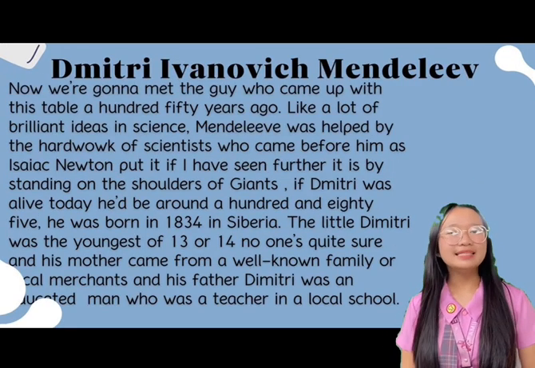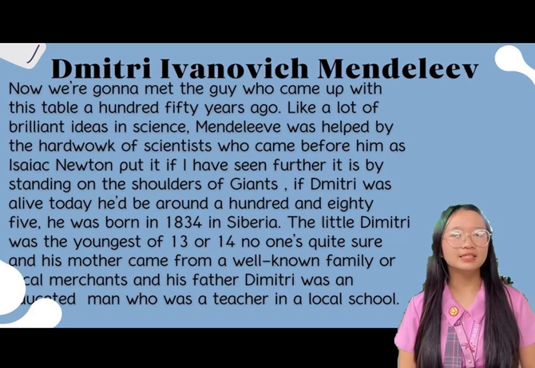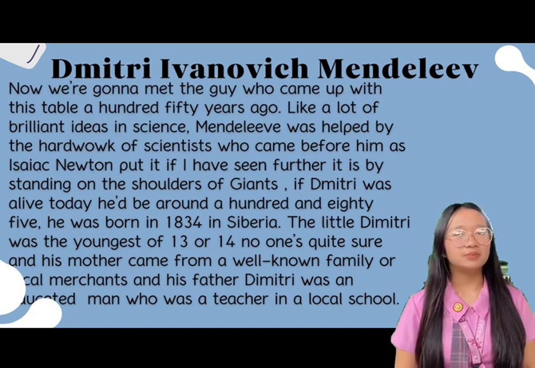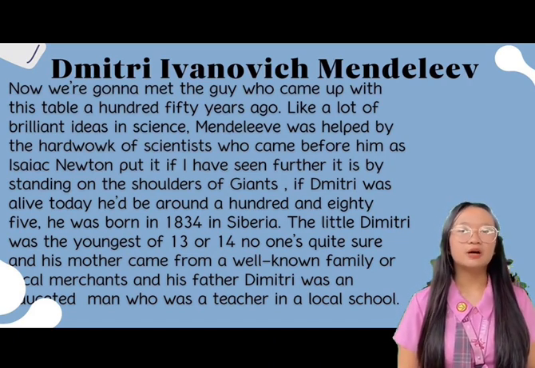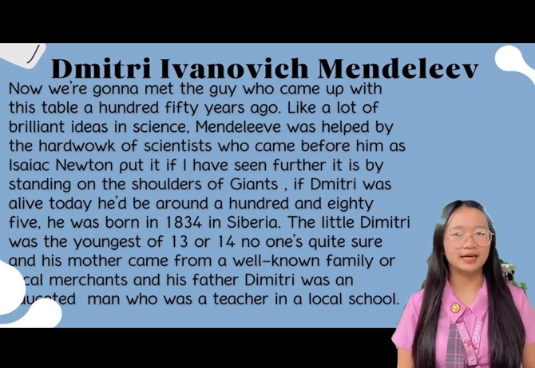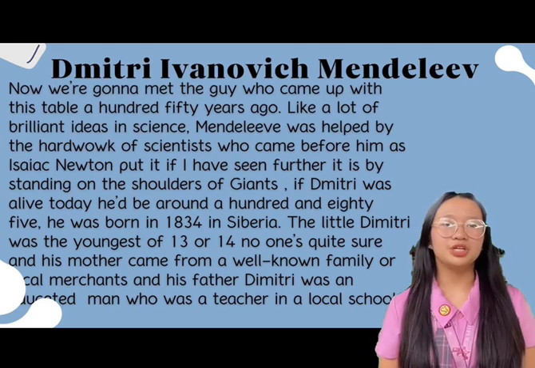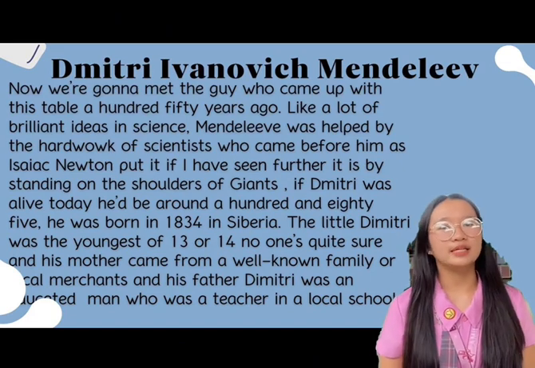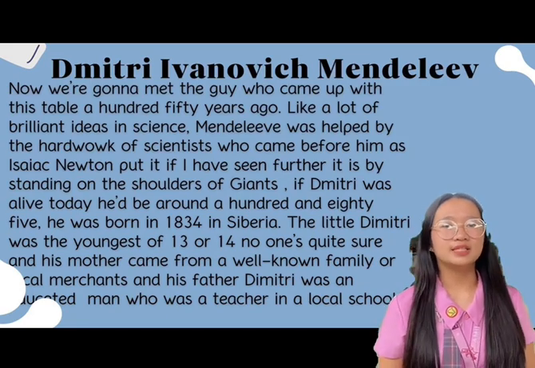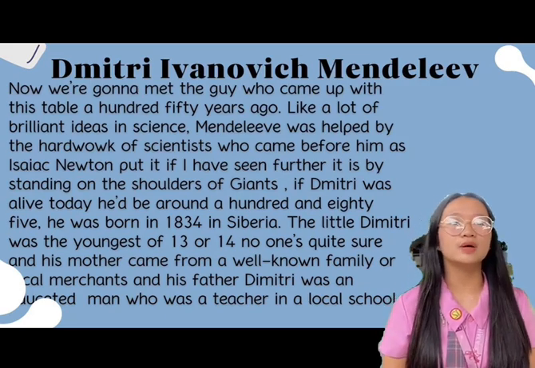Now, we're gonna meet the guy who came up with this table 150 years ago. Like a lot of brilliant ideas in science, if Dimitri was alive today, he'd be around 155. He was born in 1834 in Siberia. The little Dimitri was the youngest of 13 or 14, no one's quite sure, and his mother came from a well-known family of local merchants, and his father Dimitri was an educated man who was a teacher in a local school.